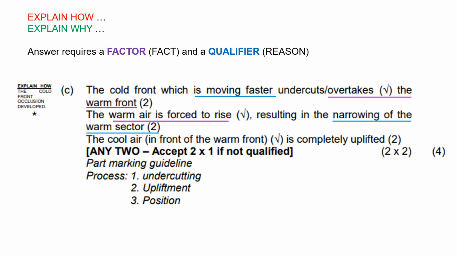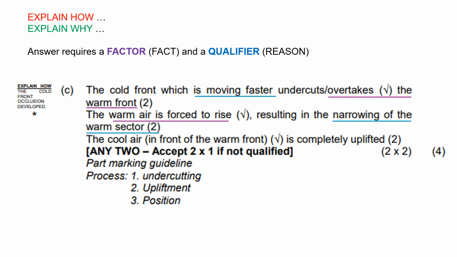It's very important that when you answer explain how and explain why questions, you have both a factor and a qualifier. When the NSC exams are marked, if you only supply a factor, you will receive a single mark for each of these sentences. If you supply a factor and a qualifier, you will receive the full 2 marks. However, if you supply no factor and only produce a qualifier, unfortunately, no marks will be assigned to you.